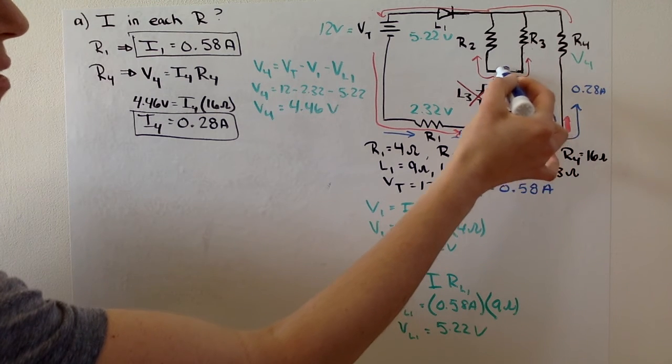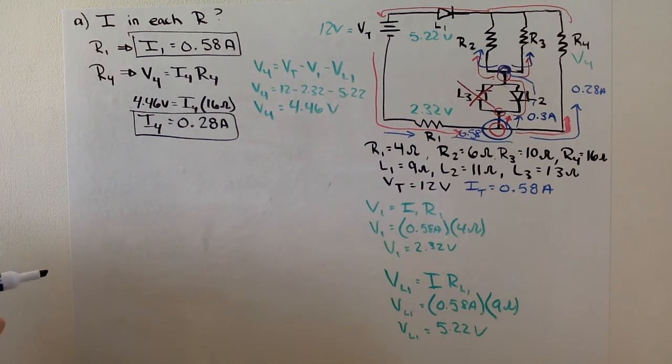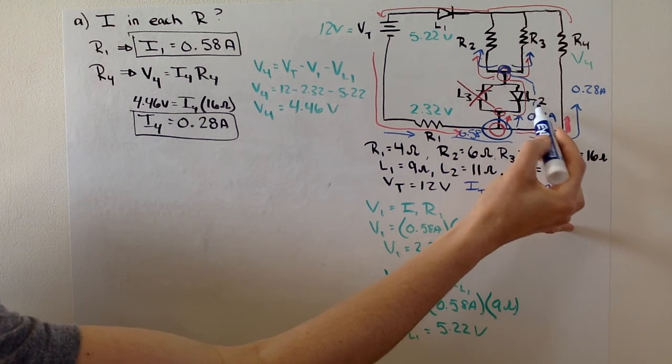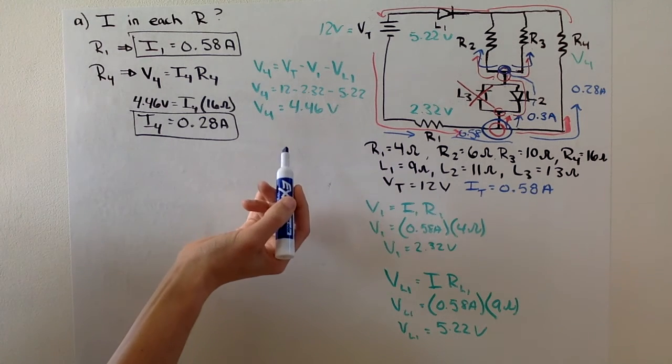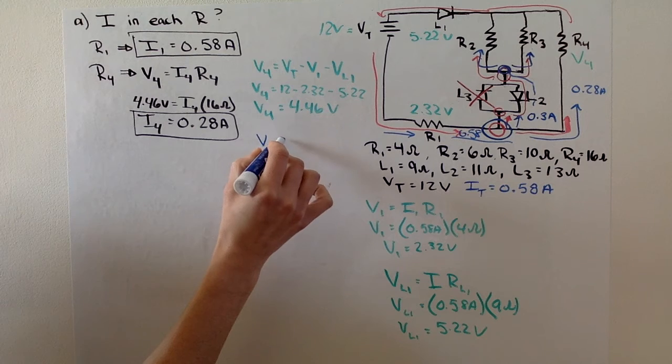And then it's going to get to this point, and it's going to split again. So we have to figure out how much current is going through each of those. Now, in order to do that, we first need to figure out the potential drop over L2. I'm going to do this in a different color. Let's find the potential drop over L2.